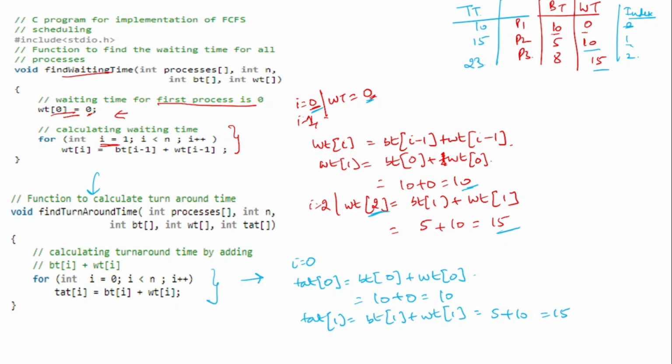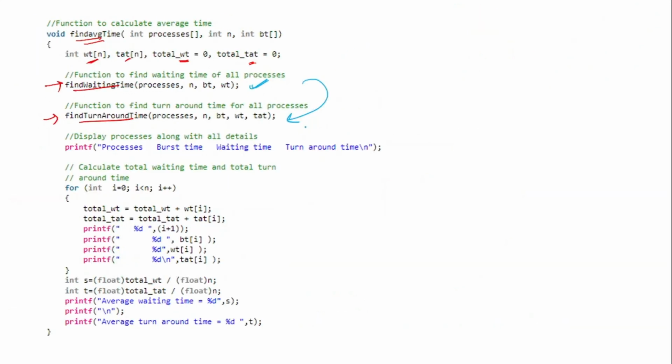So we can see that now we have the waiting time. This is the process ID, the waiting time, and the turnaround time. These two functions have completed their execution. Now we need to display the output.